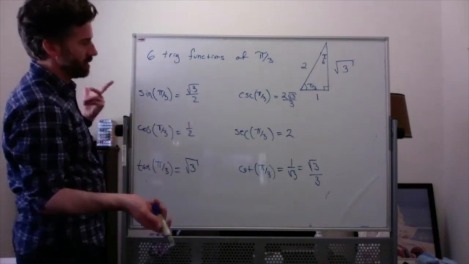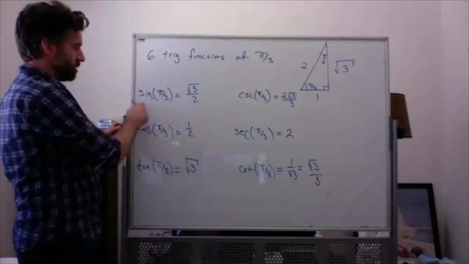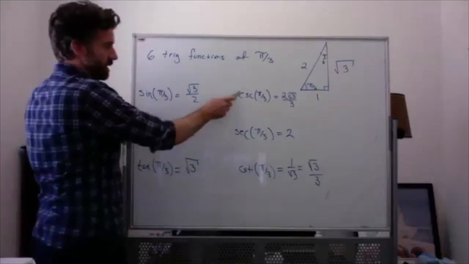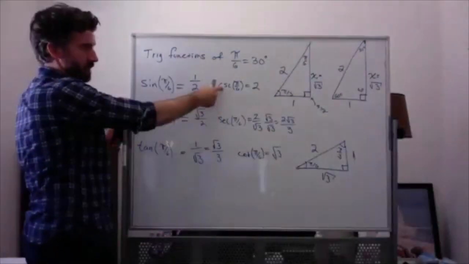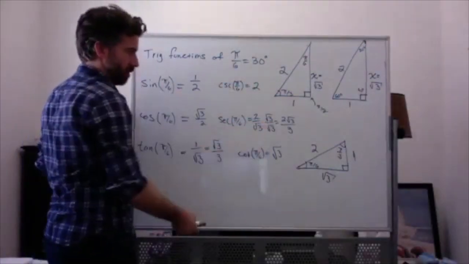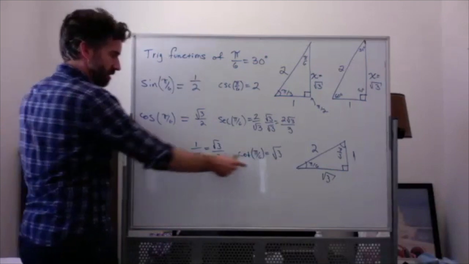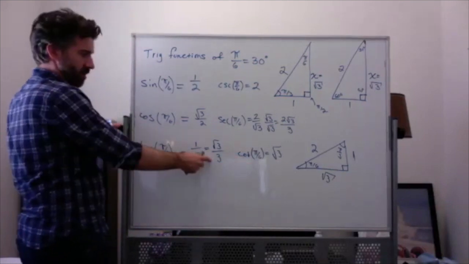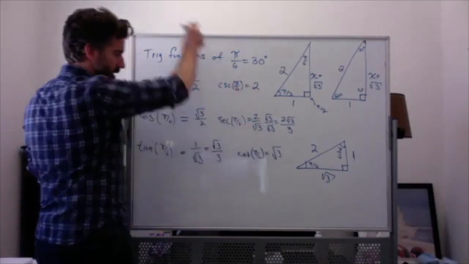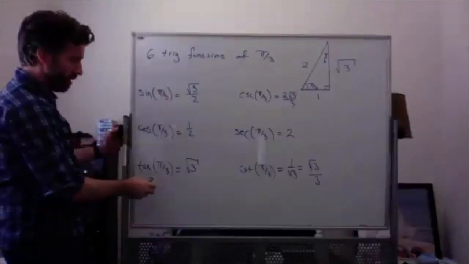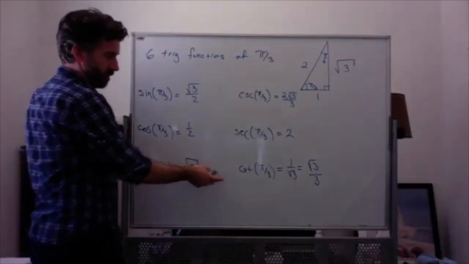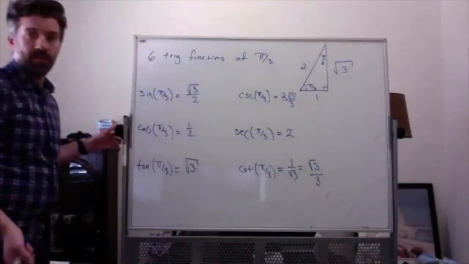But I also want to say, just like these two switch values, so do secant and cosecant, right? Here, cosecant is 2 and secant is 2 root 3 over 3. And so do tangent and cotangent. Here, tangent is root 3 over 3 and cotangent is root 3. And on the other side, it's vice versa. Tangent is root 3, cotangent is root 3 over 3.